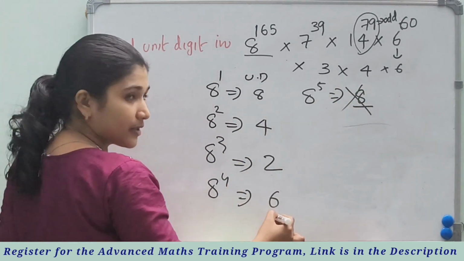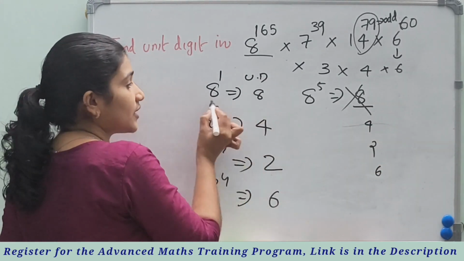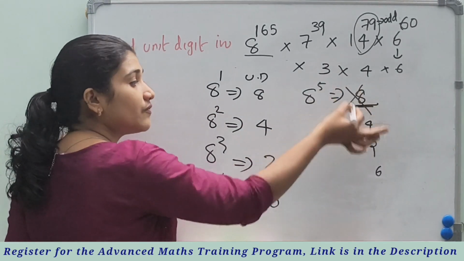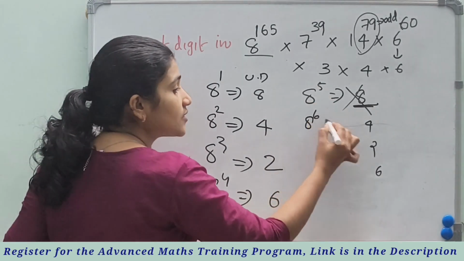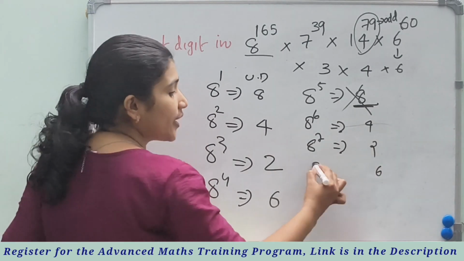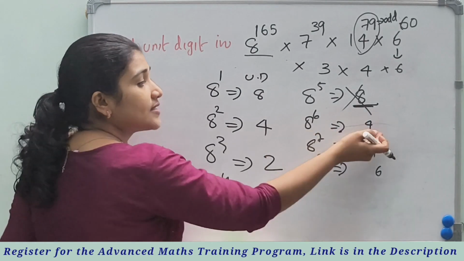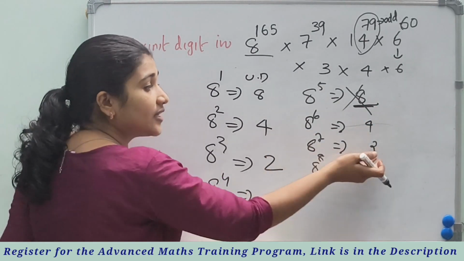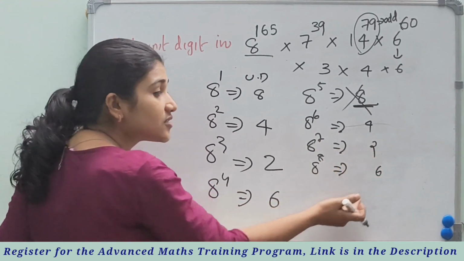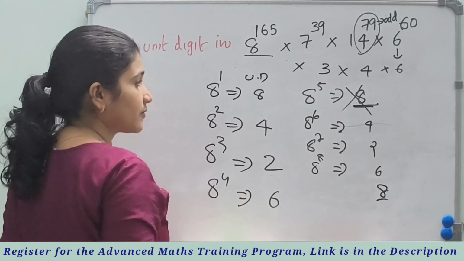Because this is going to repeat. 8, 4, 2, 6 is going to repeat. Here we start with 8, then we have 8, 4, 2, 6. Again we start with 8, which means we can stop it there. Because 8 raised to 6, unit digit will become 4. 8 raised to 7, unit digit will become 2. 8 raised to 8, unit digit will become 6. Because here you can see 8 into 8, 64, 4 is the unit digit, 4 into 8, 32, 2 is the unit digit, 2 into 8, 16, 6 is the unit digit. Again 6 into 8, 48, 8 is the unit digit. Again 8 will start, so we can stop it there.